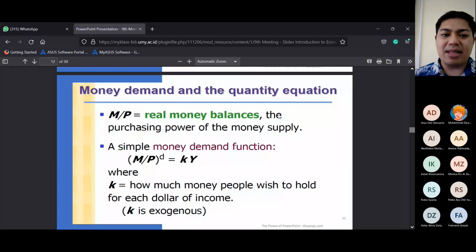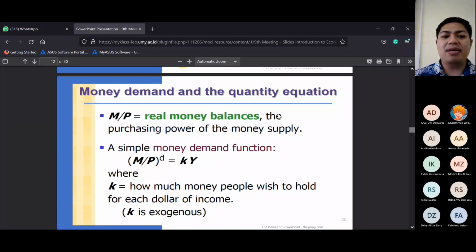Okay, Zian, sir. Meanwhile, I continue first here. The money demand. So money demand here is basically how much money you could hold in your wallet or use to transact in the economy. So here we have the real money balance. It means the purchasing power of the money supply. So to what extent the money is used to purchase goods or services in the economy.